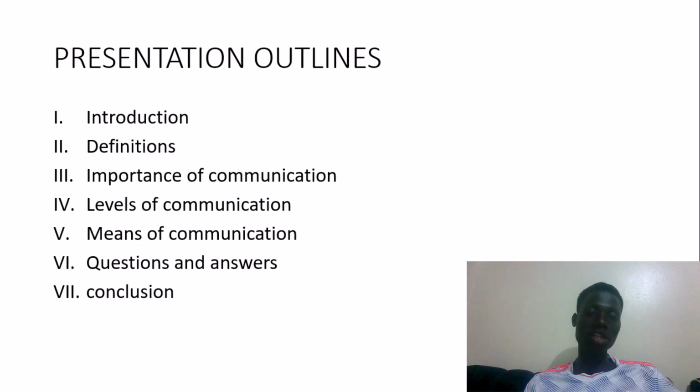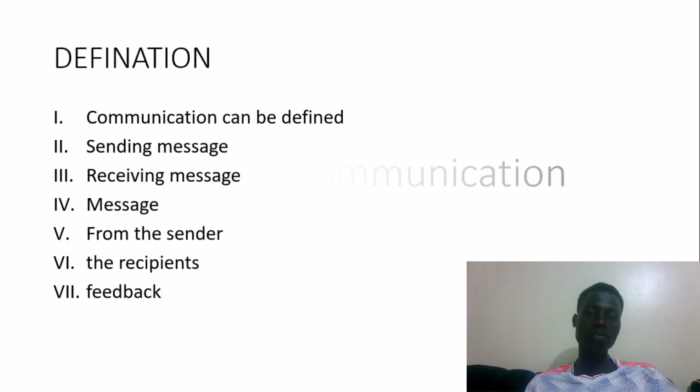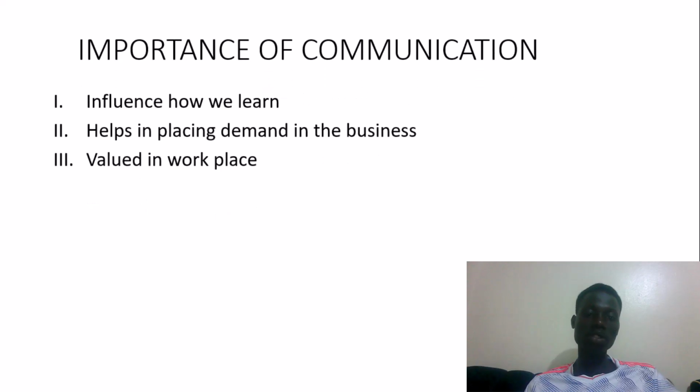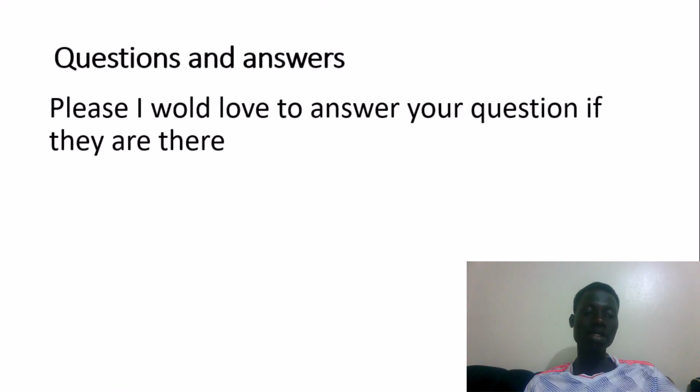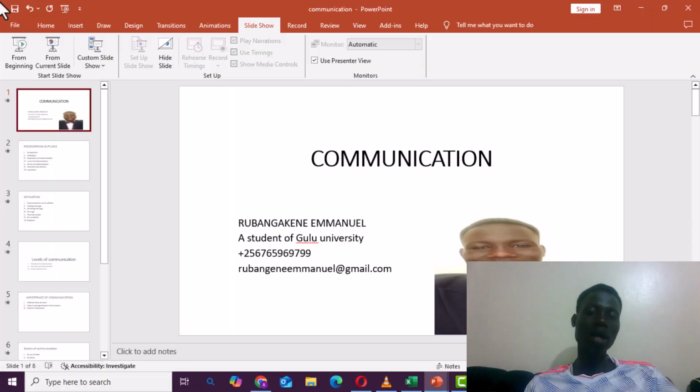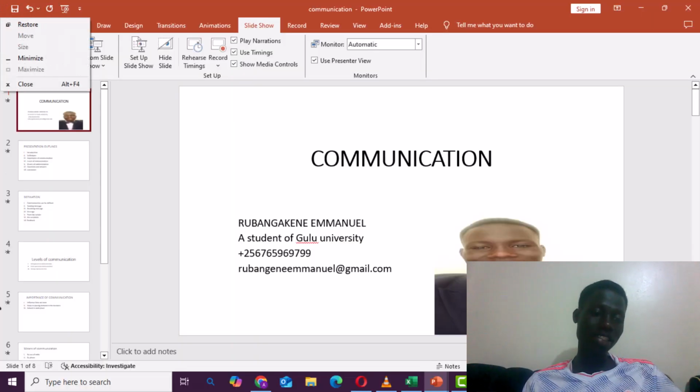A slide of presentation outline. We go to another one. Importance of communication. We go to another one. We have means of communication. We go to another one. Questions and answer. Then the last one, if it's there. For instance, this one is done.